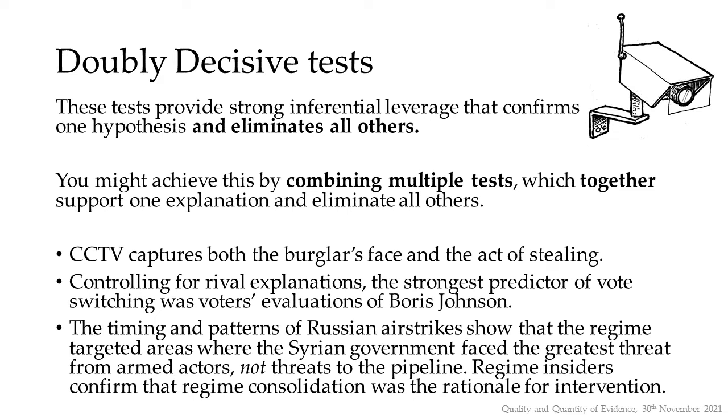Or if the timing and patterns of Russian airstrikes show that the regime targeted areas where the Syrian government faced the greatest threat from armed actors, not threats to the gas pipeline, and regime insiders confirm that regime consolidation was the rationale for intervention, then we have evidence that is both necessary and sufficient to affirm the proposition that regime consolidation motivated the intervention, and to rule out the resource extraction story as well.